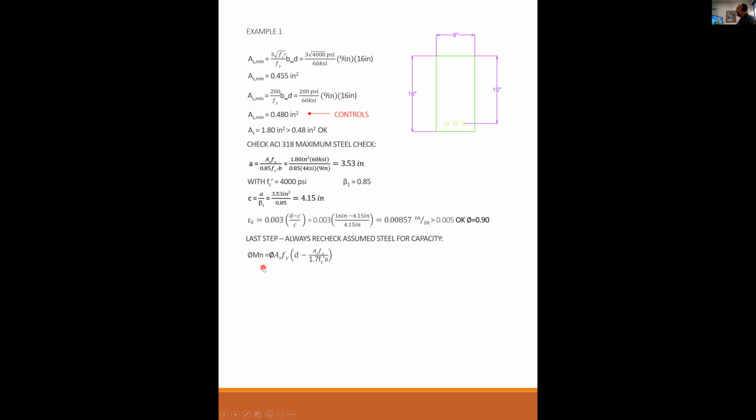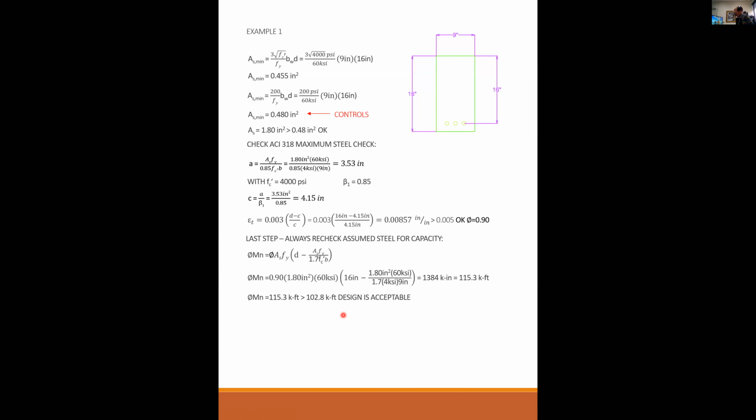So calculate phi Mn. Phi Mn is phi times As fy (d minus As fy over 1.7 f'c b), which I plug in all my values. I got my area of steel, my grade, d, area of steel, grade, concrete, width, and I get 1384 kip-inches or 115.3 kip-feet. And here is the most important line. 115.3 kip-feet is greater than, remember what Mu was? 102.8. Therefore, the design is acceptable.